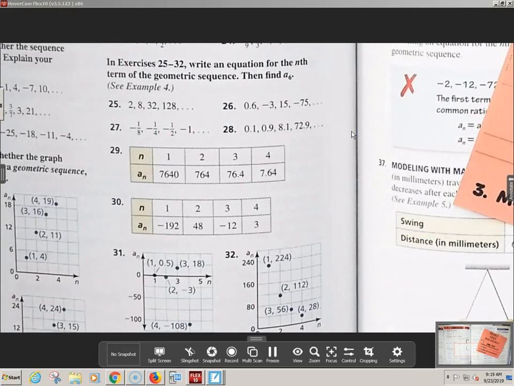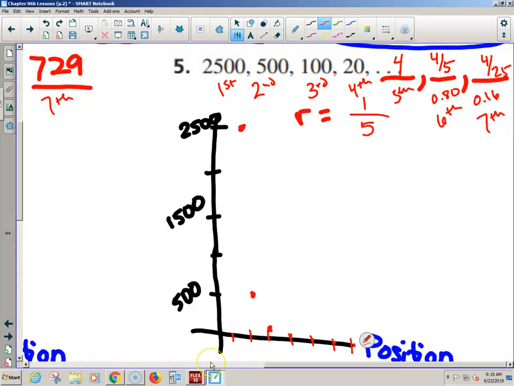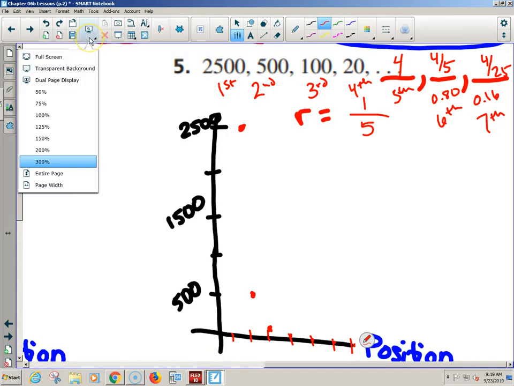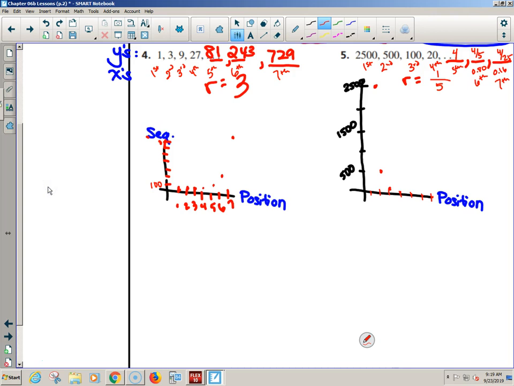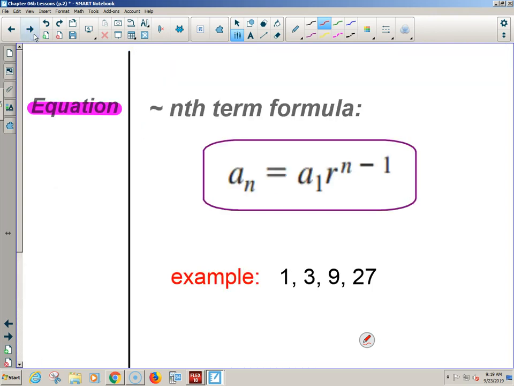Check out the end of homework real fast. I think this is important. It's the last thing we need to learn for section 6.6. Write an equation for the nth term of the geometric sequence, then find a sub 6. What is this notation? We have not learned this notation. We need to go back to our notes and say, what on earth is going on? Hold on. Let's get back to this view. You see why this is the last piece of notes?